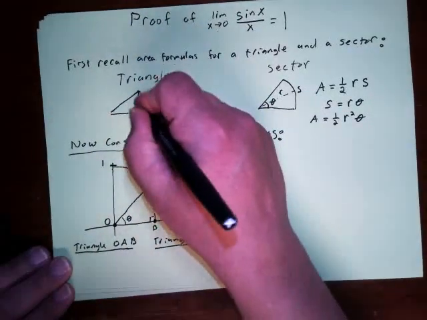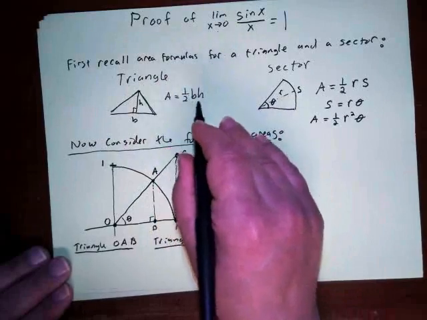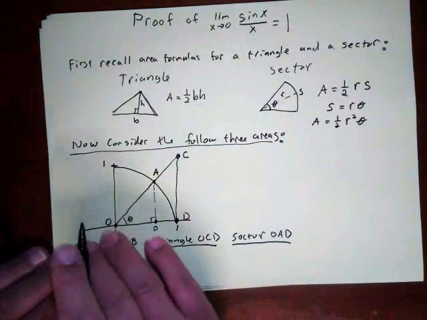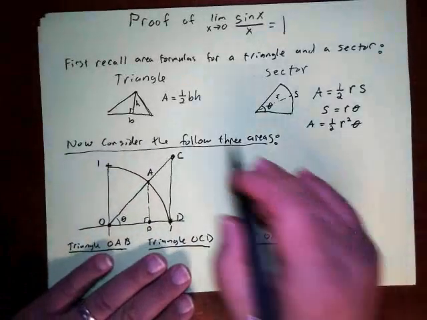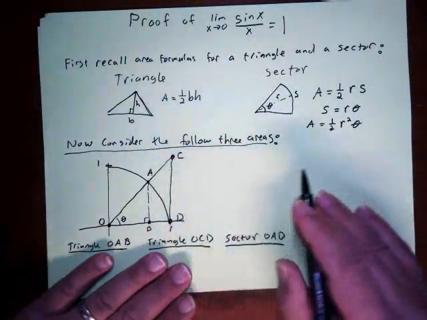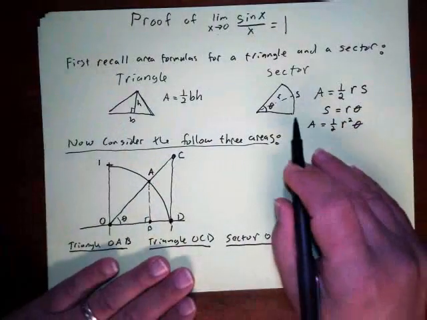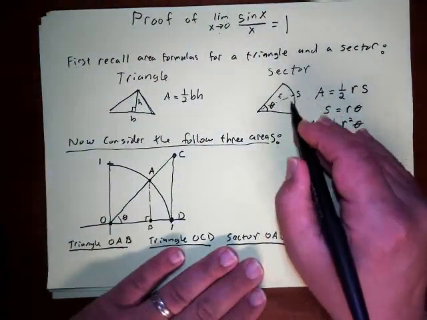and this is the base, this is the height, then the area of the triangle is 1/2 base times height. That should be pretty clear, pretty familiar. You've probably seen that before. Well, the area of a sector here, kind of similar to the area of a triangle.